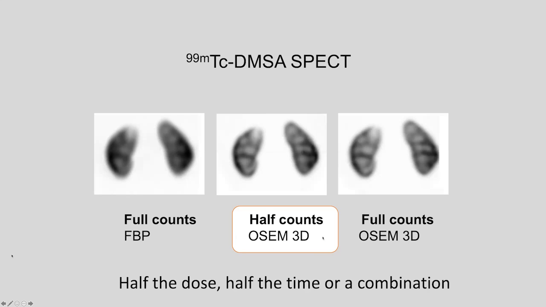So this is half administered activity. This is full administered activity, and clearly there is a plateau. You don't need to administer more. You can administer less and obtain superior images. So in practice, you can use half the administered dose, or you can use half the acquisition time, from 20 minutes to 10 minutes, or you can use a combination of both, reduce the dose and reduce the acquisition time, which is clearly advantageous.